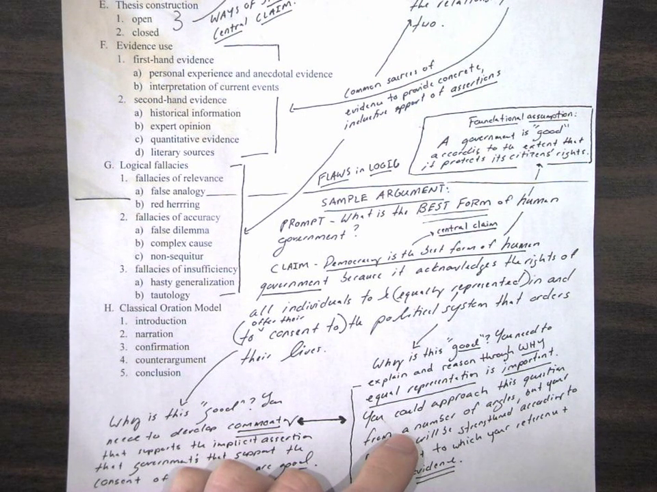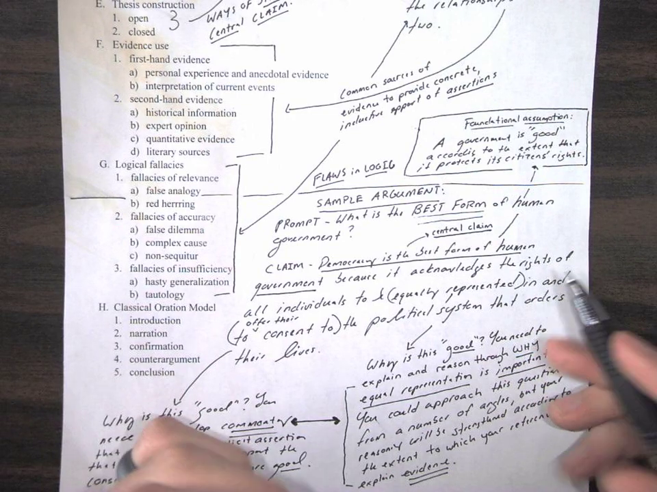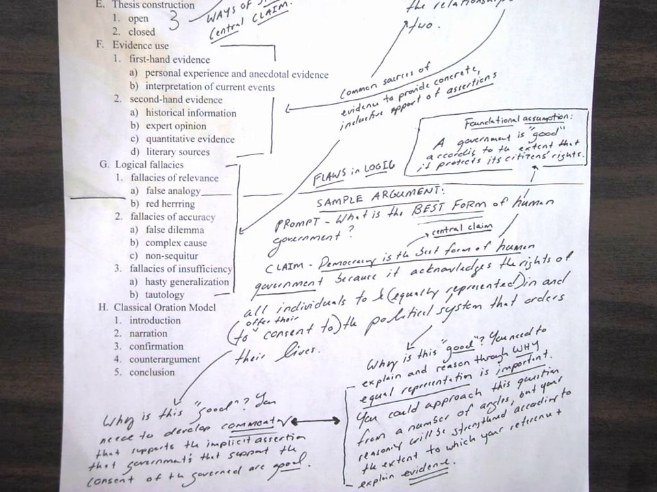Well, the kind of claim that is required to answer that prompt is a claim of value. You're going to be developing an argument about the value of various forms of government. You are evaluating what is best. And for any red-blooded American out there, the answer to this question should be democracy. Democracy is the best form of human government.